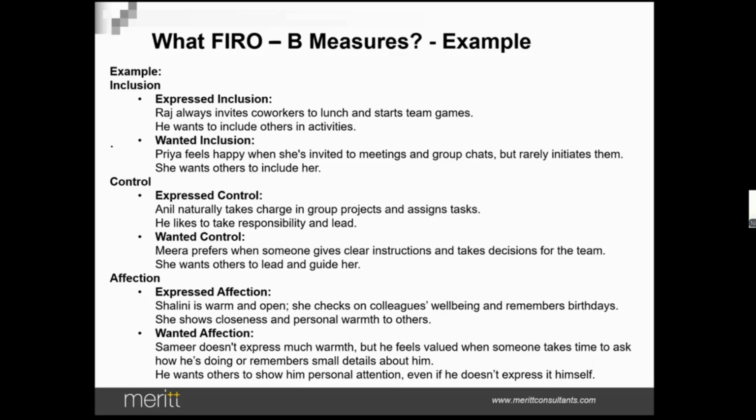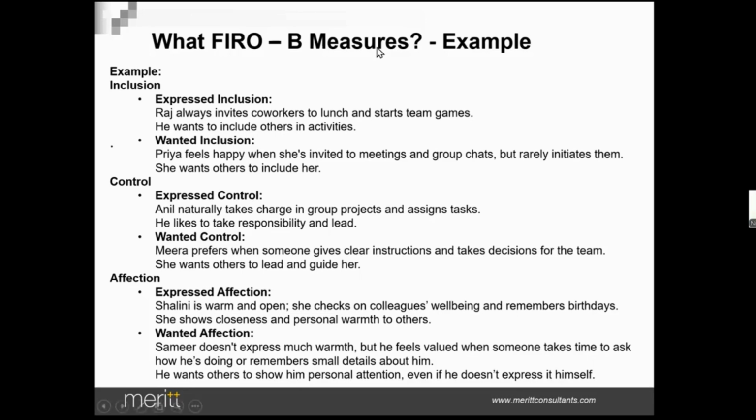So when you get these scores, you will clearly understand, hey, am I able to effectively do my job? And in order to effectively do my job, what are these gaps in terms of inclusion, control, affection, in terms of expressed and wanted, which will really help you guys. Okay. So I would say take it seriously, don't put your thinking hat on. Fill in what you do generally, consistently.